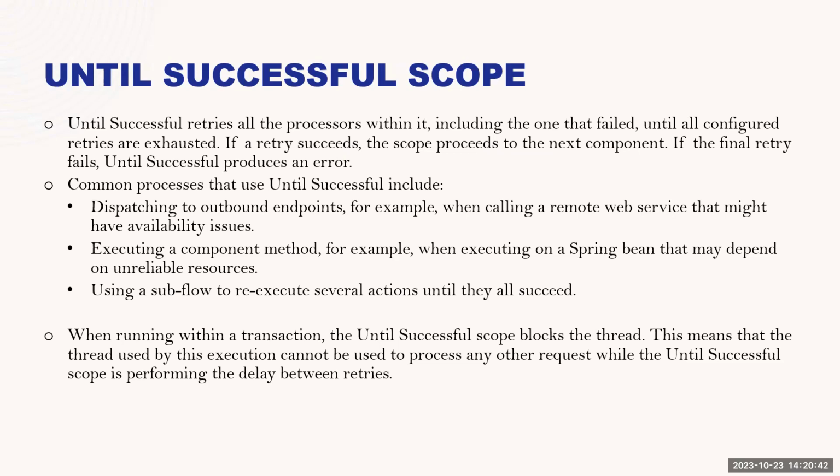And you can retry calling the backend as many times as possible, depending on your business requirement or the SLA, and have your application try to reconnect to the backend and get the successful response back to complete your flow, right? So this is the most important and most common use case where this scope is utilized. So what happens if we use this Until Successful scope within a transaction?